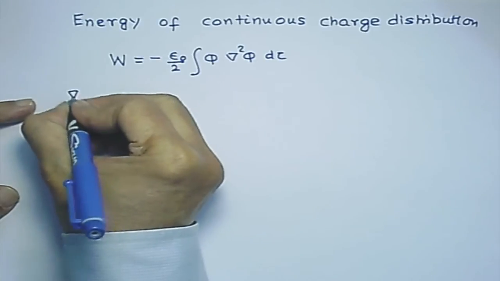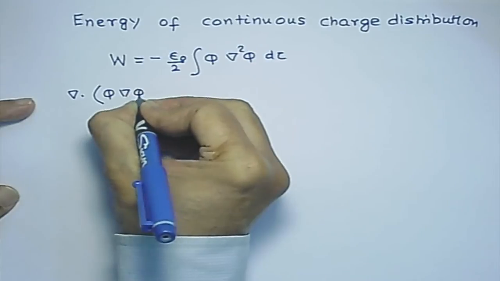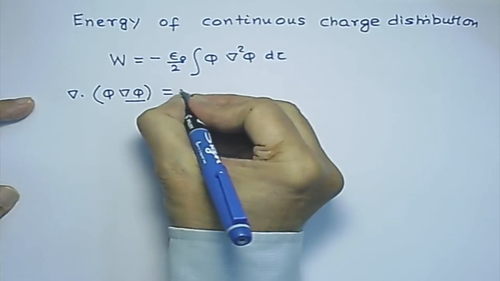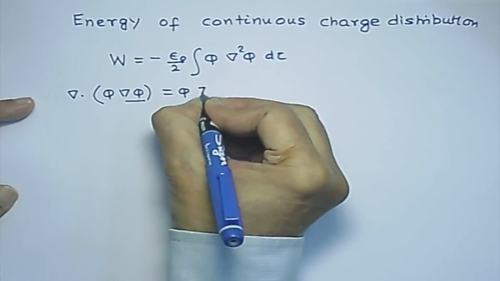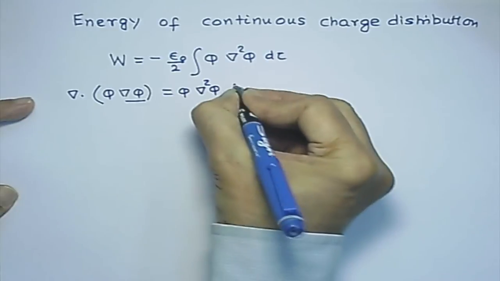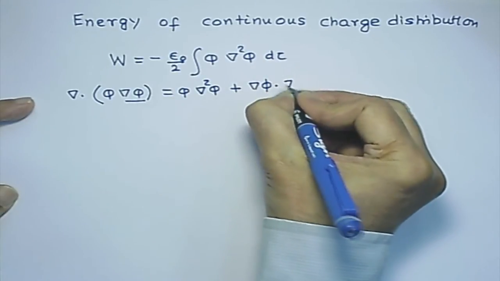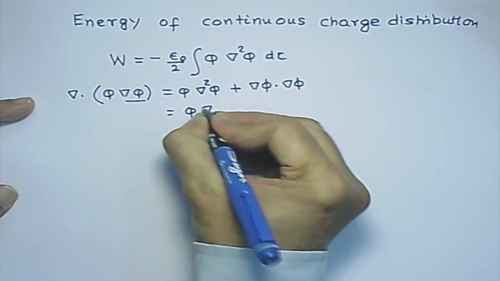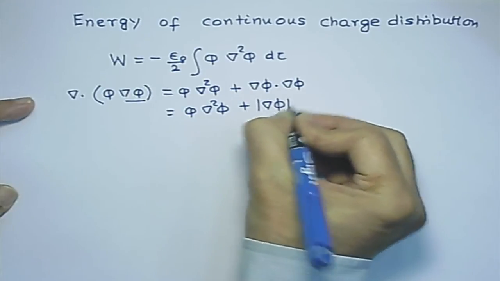I know that the divergence of a scalar times a vector, where del phi is a vector and phi is a scalar, is, by the chain rule, phi del square phi plus del phi dot del phi. Del phi dot del phi is nothing but del phi absolute square. So this is phi del square phi plus del phi absolute square.